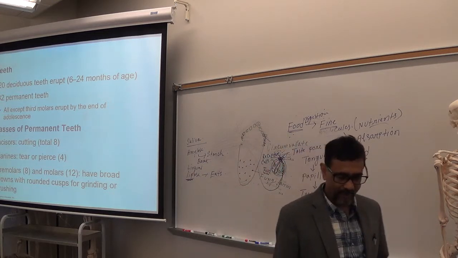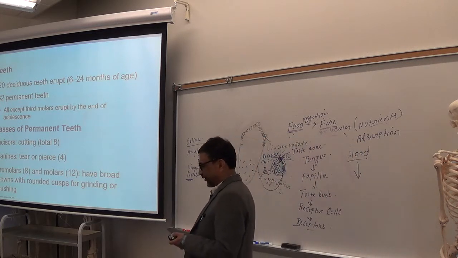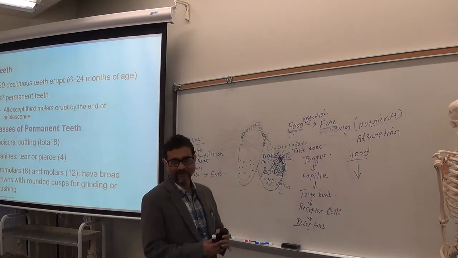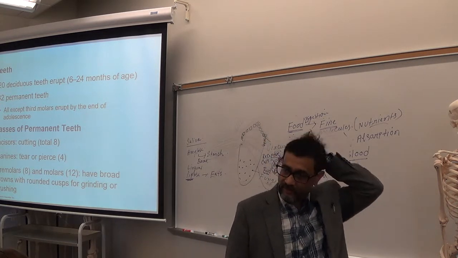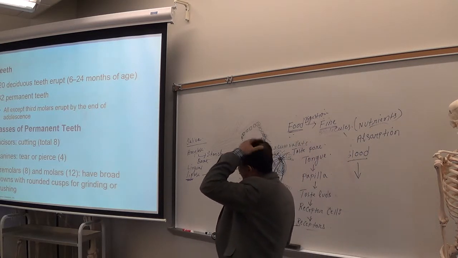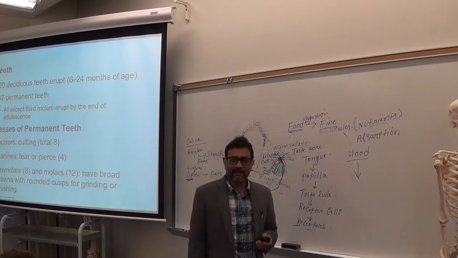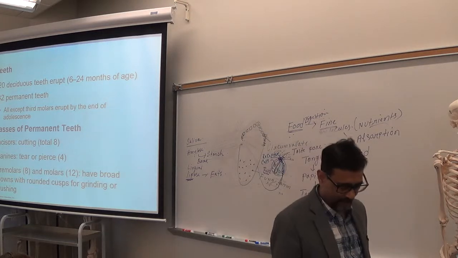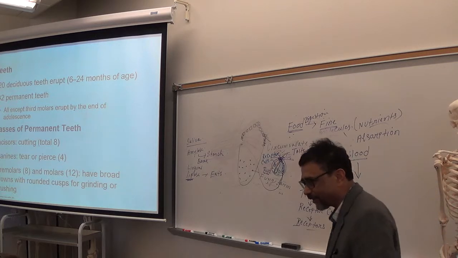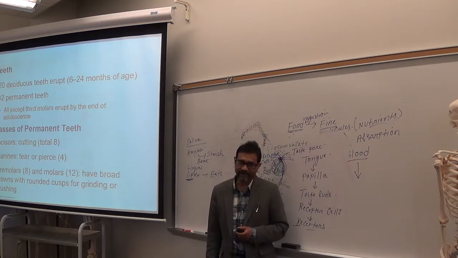Inside the mouth, you have teeth. In early life, the early part of your life, you have 20 deciduous teeth between 6 to 24 months of age. Then the deciduous teeth are replaced by 32 permanent teeth. How many? 32. So adults have 32 permanent teeth.